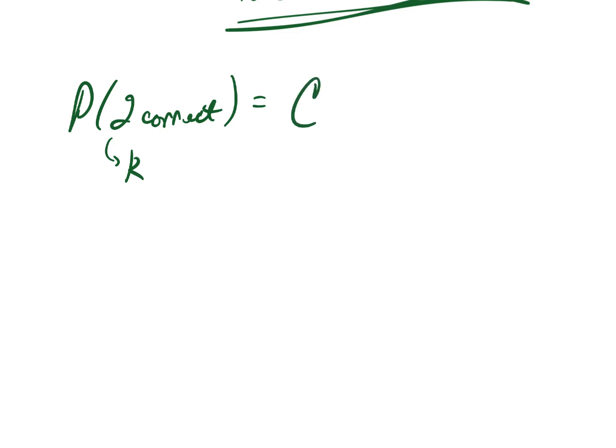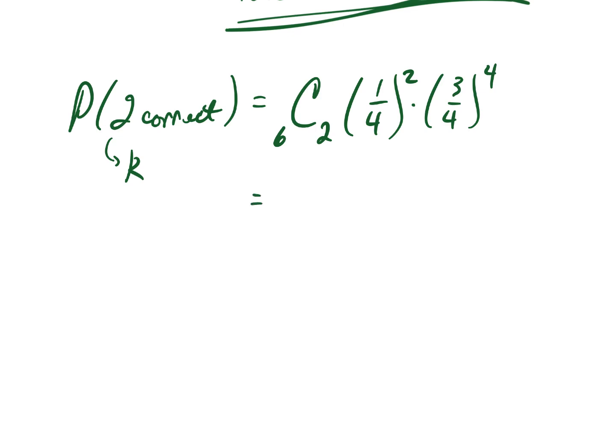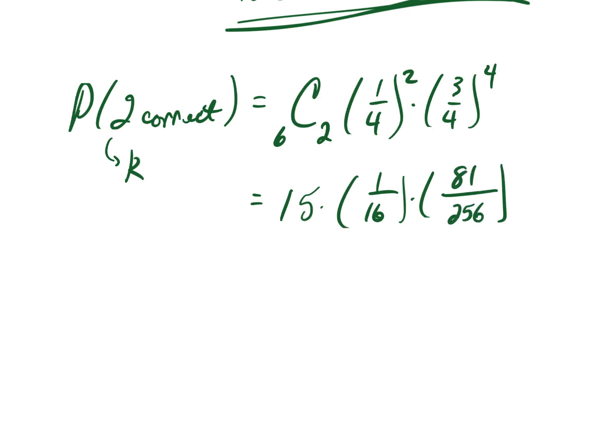So the probability will be then 6C2, 6 total questions. We're trying to get 2 correct, times the probability of success. Once again, that's going to be 1/4 raised to the 2nd power. And the probability of a failure, 3/4 raised to the 6 minus 2, or 4th power. So 6C2 is going to be 15 again. 1/4 raised to the 2nd power is 1/16. 3/4 raised to the 4th power is going to be, that's a 256 down in the basement. And 3 to the 4th is what, 81 up top.